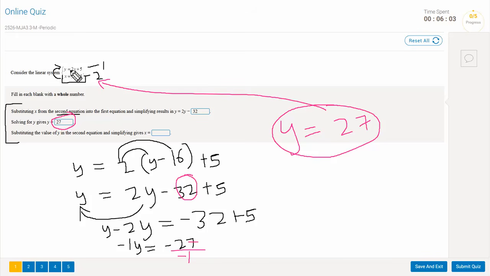You can put it in the first one or you can put it in the second one. Why did I choose the second one? Because in the second one, they said x is equal to. So I don't have to move anything. I don't have to do anything. I'll just put 27 and I'll replace the y by 27.